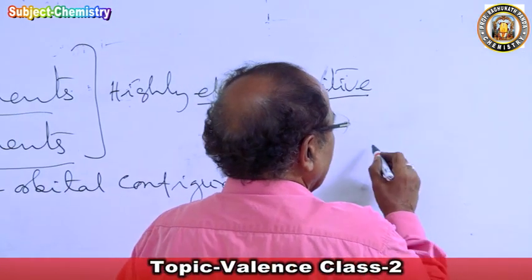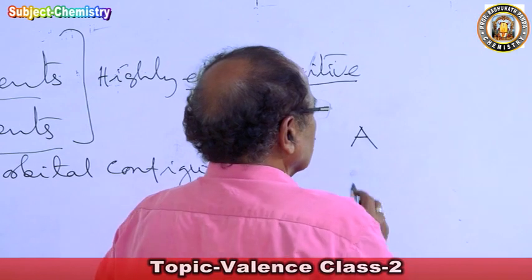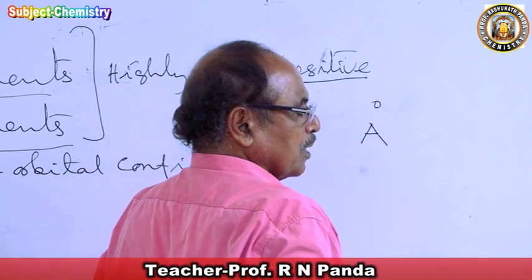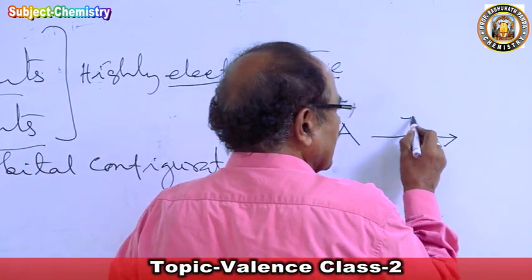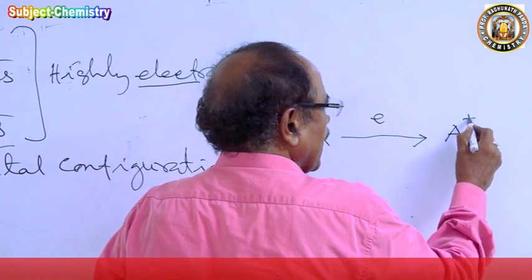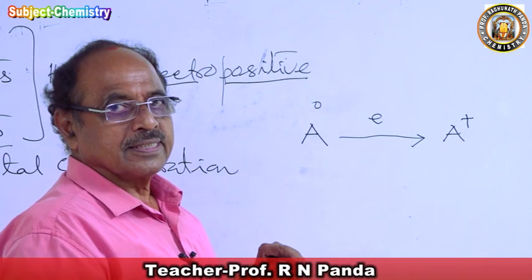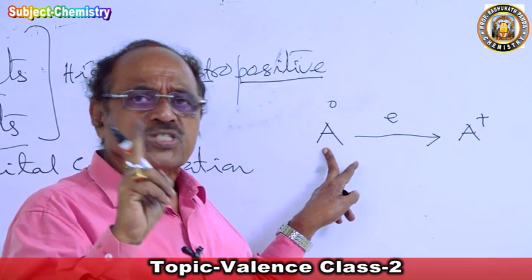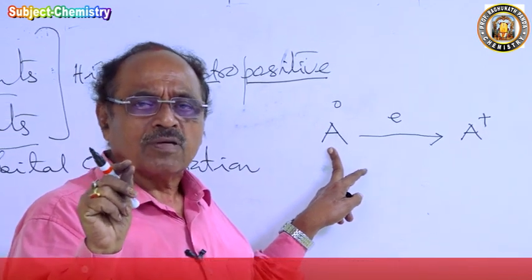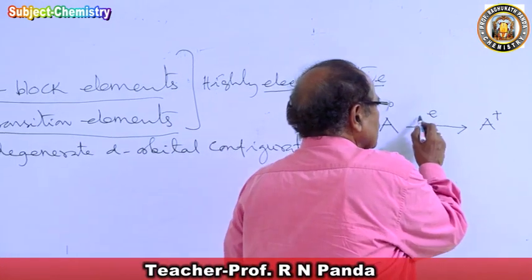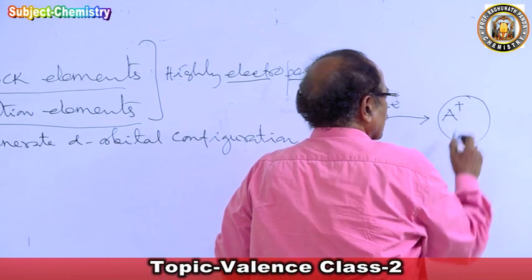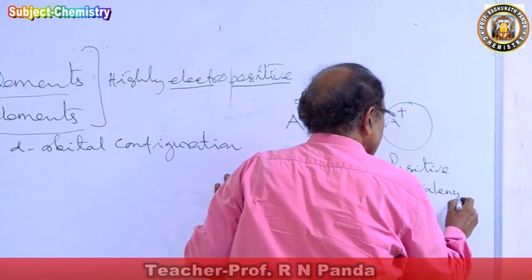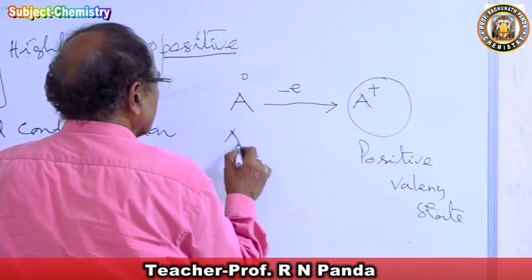Because what I told you last class, that A is an atom. In an atom, the number of electrons is equal to the number of protons. Hence, the charge of the atom is 0. The moment the atom gives an electron, it forms a positive charge. Could you understand this? An atom is electrically neutral. No charge, because the number of electrons is equal to the number of protons. But here, we lost an electron. This forms a positive ion. So this is called positive valency state. And this is the atom of the element.